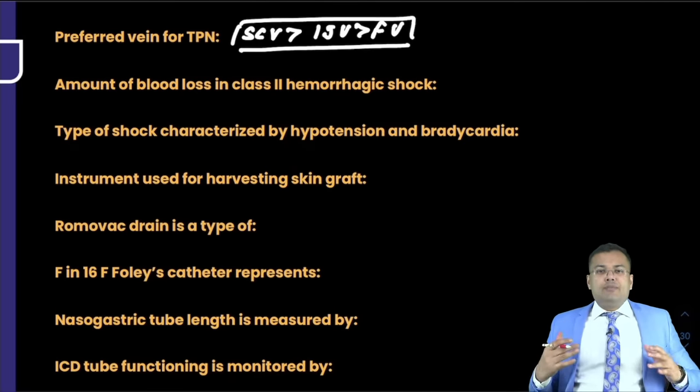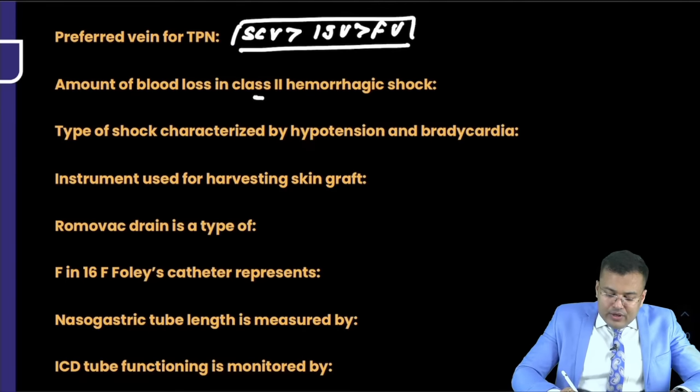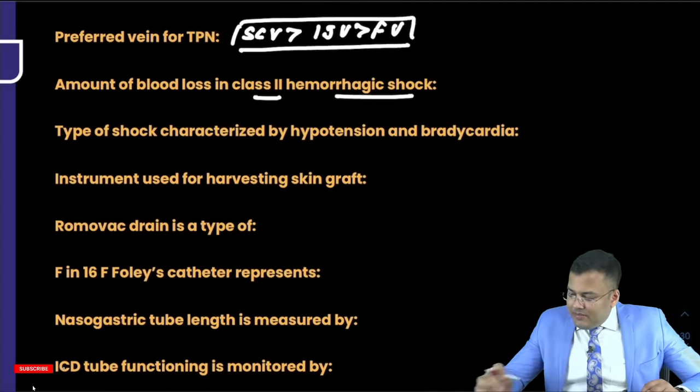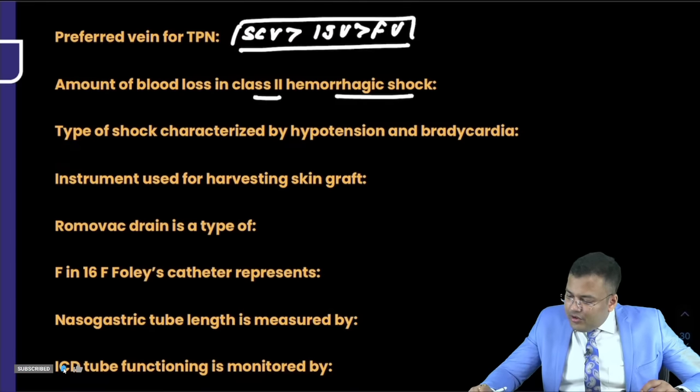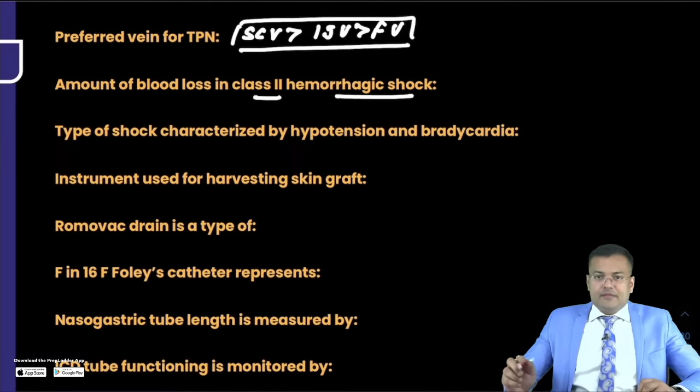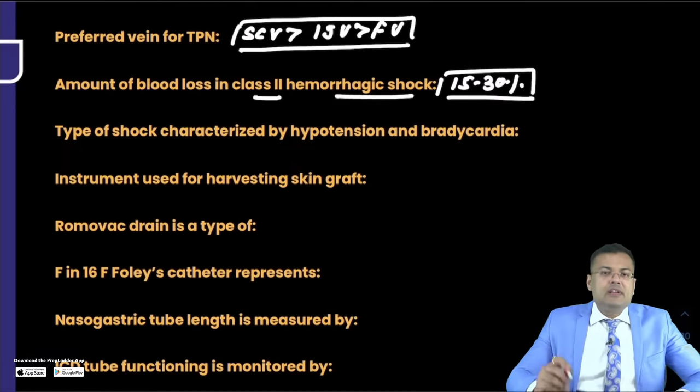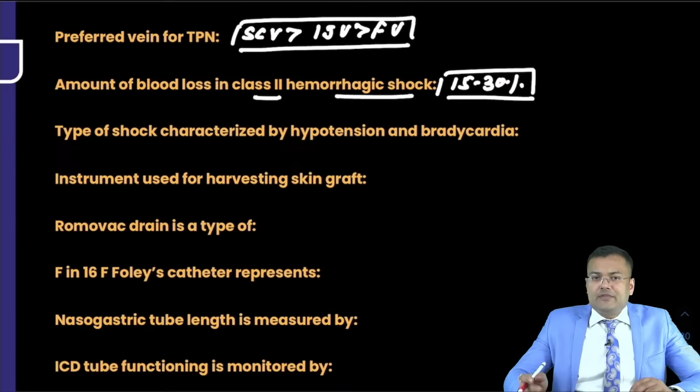Next, how much blood is lost in class 2 hemorrhagic shock? Amount of blood loss in class 2 hemorrhagic shock. Let me see who is going to reply. First person to reply, Dr. Joy. How much? 15 to 30%. In class 1, 0 to 15%. Class 2, 15 to 30. Class 3, 30 to 40. And class 4, more than 40.